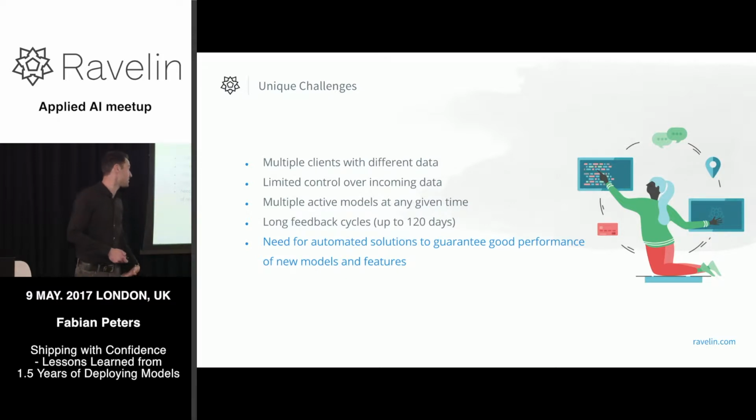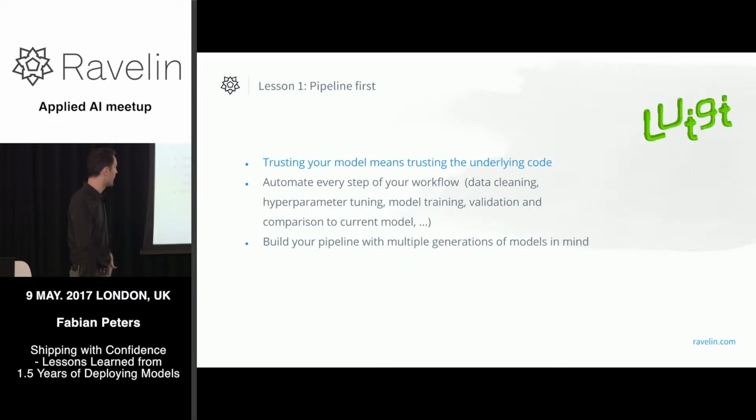And I want to talk a bit about lessons learned from this process, and I want to take them in order. So I'm going to go from infrastructure to data to training and evaluating a model to deploying a model. And start with the infrastructure.